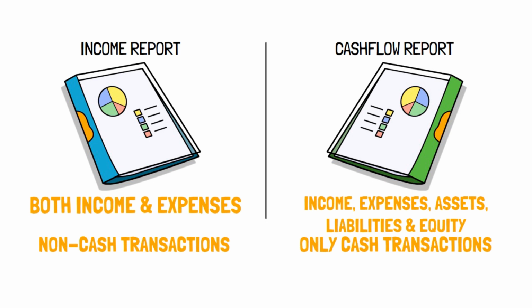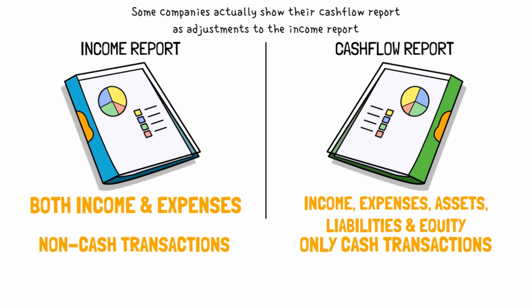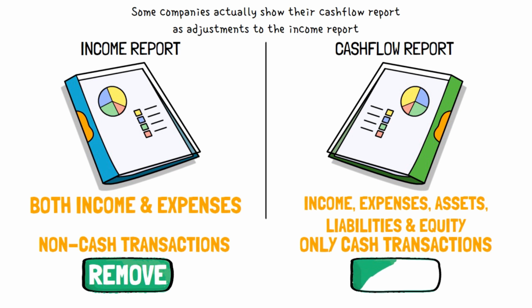These 2 reports obviously are related in some way, since the income report already includes cash transactions that affect the income and expense categories. In fact, some companies actually show their cash flow report as adjustments to the income report. That is, starting with the income report, one can first remove or add back the non-cash transactions for income and expenses, and secondly, add the cash transactions for liabilities, equity, and assets to arrive at the cash flow report.